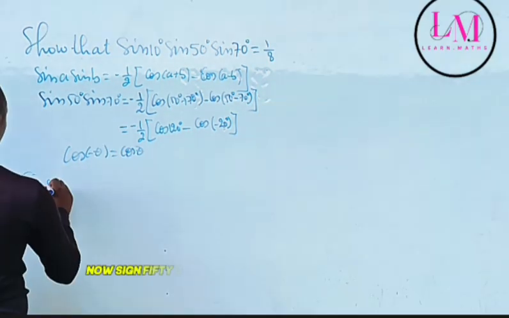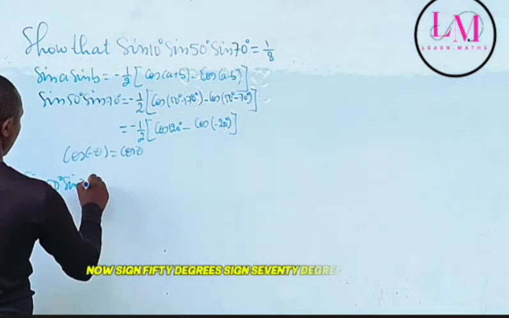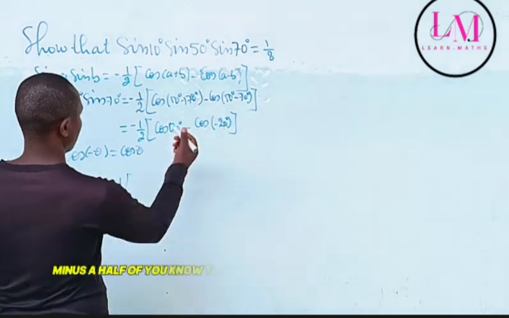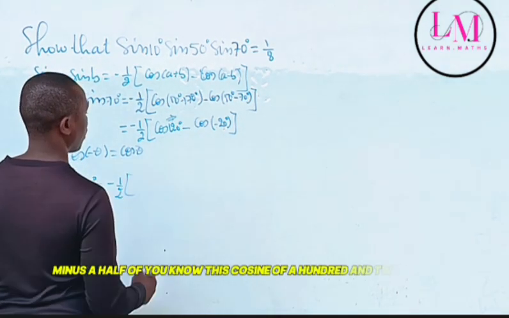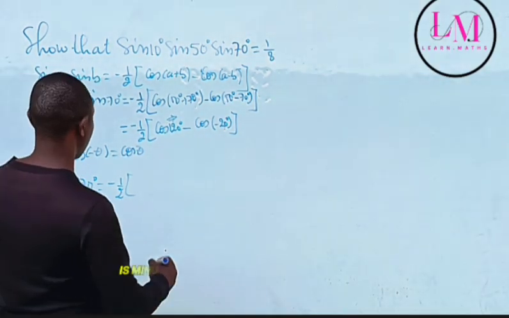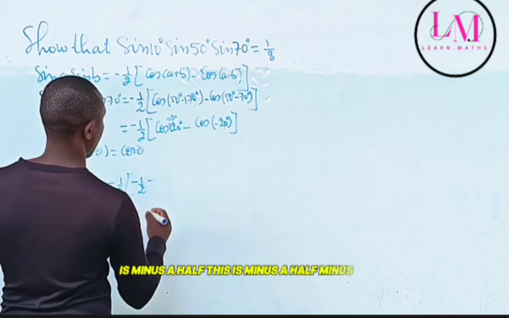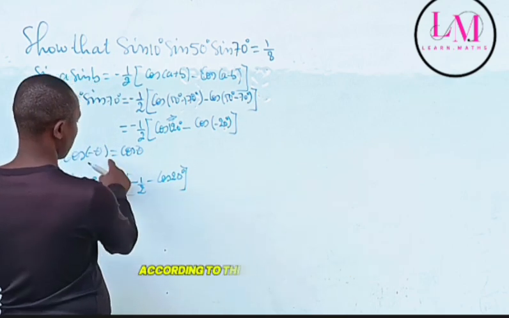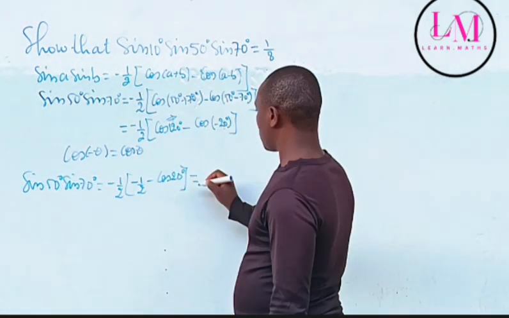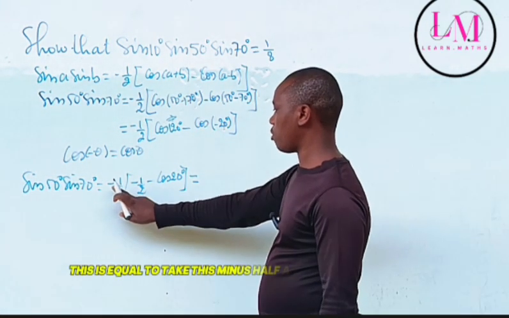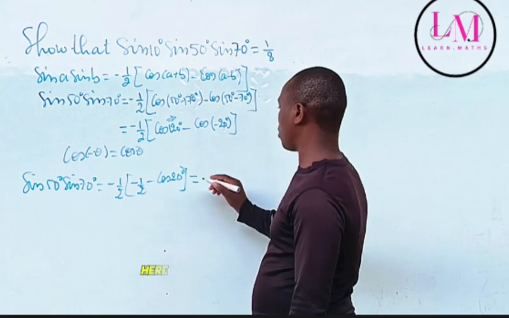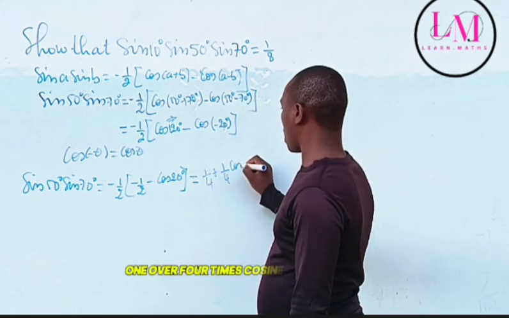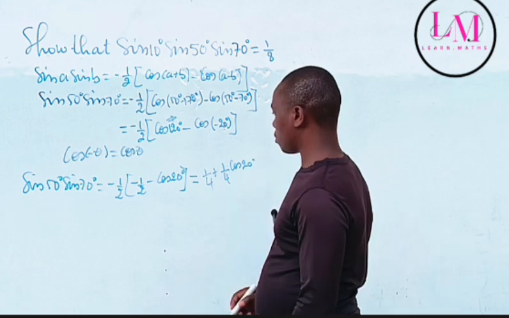Now sine 50 degrees times sine 70 degrees is minus a half of, and cosine of 120 is minus a half, minus the cosine of 20 degrees according to this property. So take this minus half and multiply inside here. We have 1 over 4 plus 1 over 4 times cosine of 20 degrees.